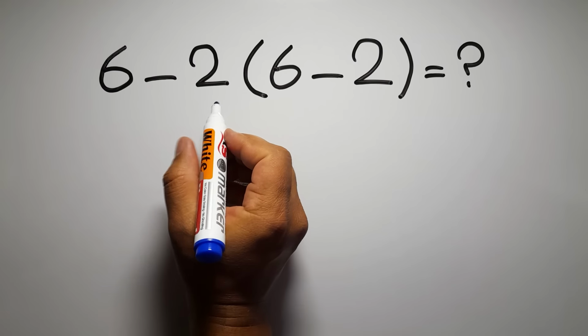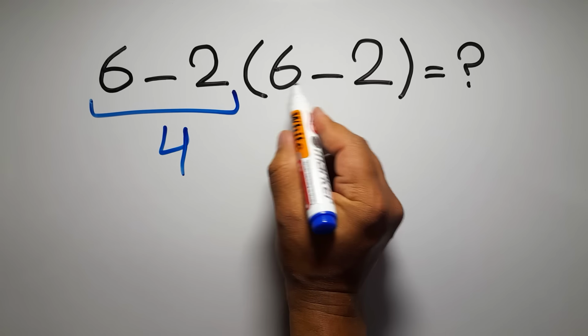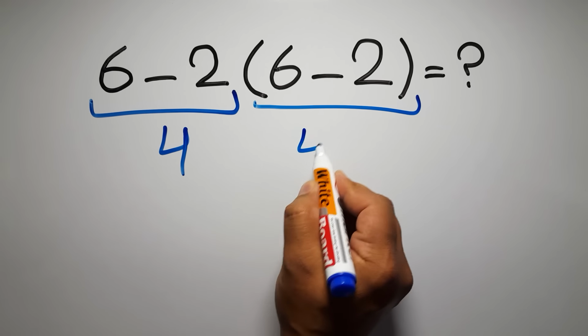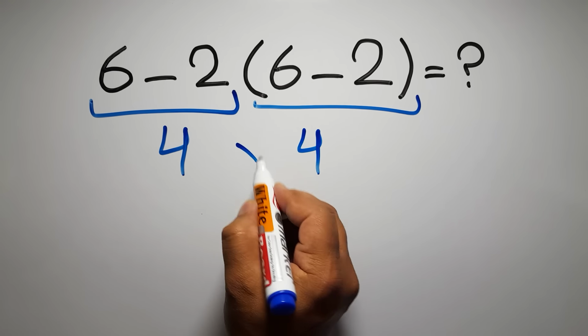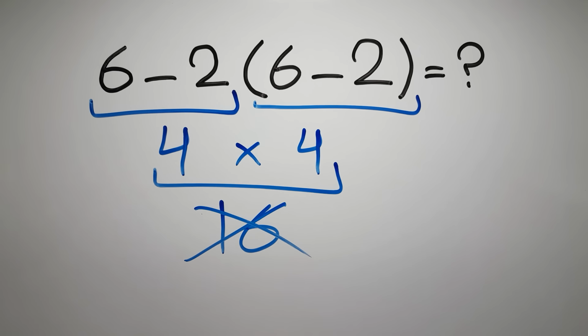6 minus 2 gives us 4. And again here we have 6 minus 2. So 4 times 4 gives us 16. But this answer is not correct.